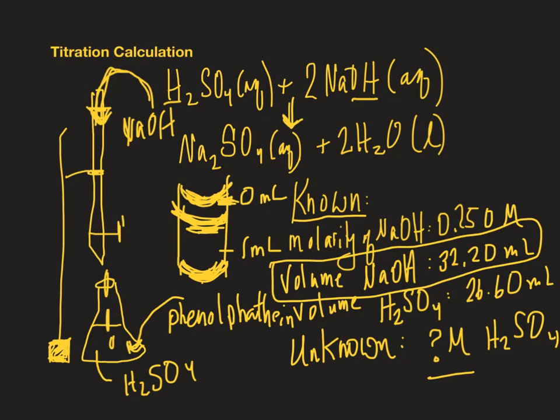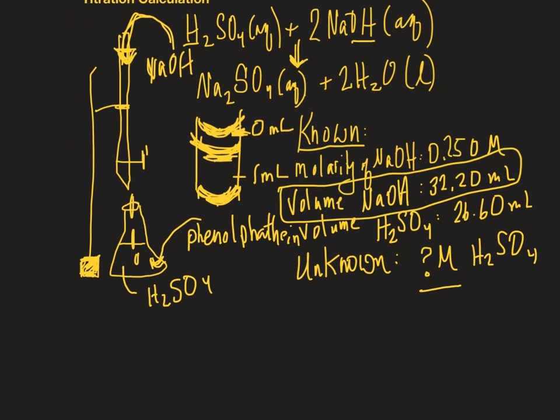So now that we've got our data, what happened was the solution turned pink when we added 32.20 mLs of base. Now it only turned slight pink, which means that we're right at that point, slightly past the point, one drop over the point where all of the acid has reacted away.